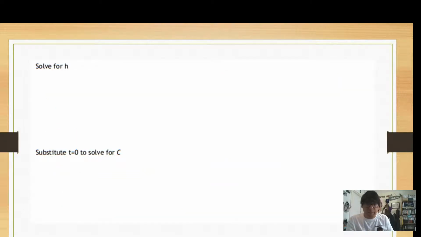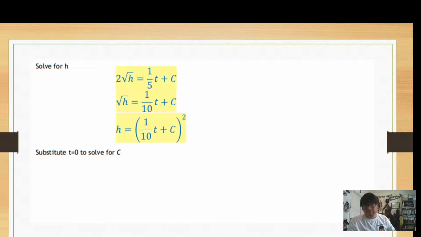Here's our equation, set up for solving for h. Divide both sides by 2. Here we go, 1/10 t plus c. You might be thinking, shouldn't that be c divided by 2? Well, c divided by 2 is just another constant, so we'll just leave that as a c. And then we square both sides, so h is equal to the square of (1/10 t plus c).